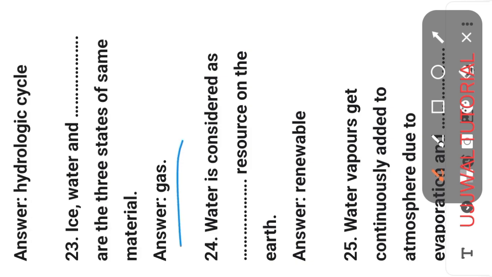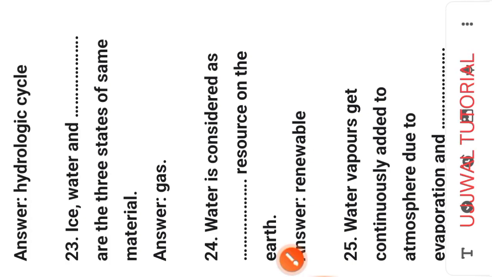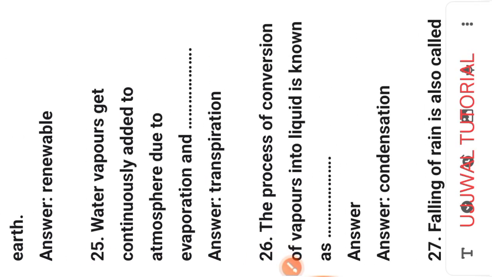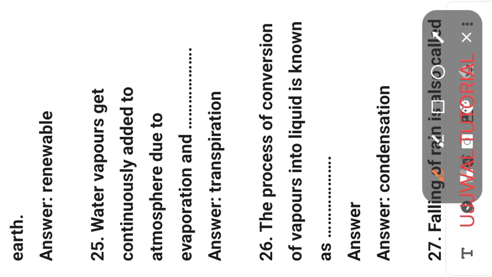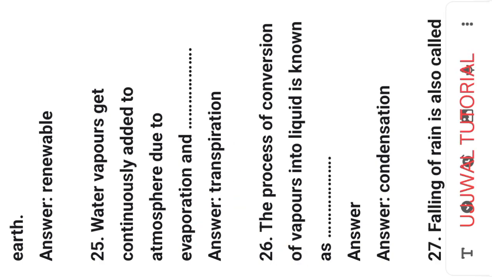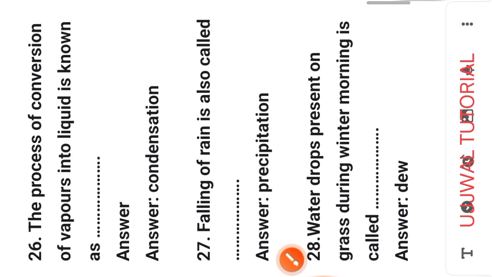Ice, water and gas are the three states of the same material. Next question 24. Water is considered as a dash resource on the earth. Renewable. Next question, question number 25. Water vapors get continuously added to the atmosphere due to evaporation and transpiration.